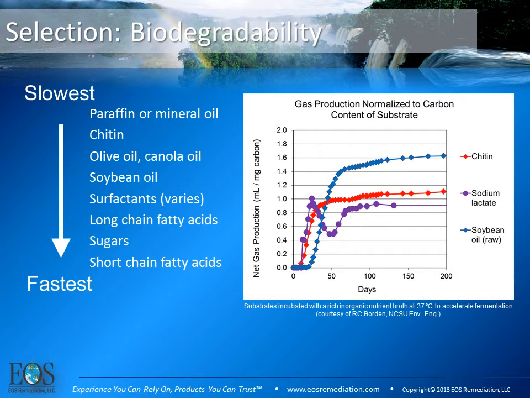And so by looking at the chitin line, you see that it took a very long time to start ramping up and getting a lot of methane production. Whereas when you compare it to the sodium lactate line, which is the purple line there, you get a very quick spike in methane production. That's because the material is fermenting quickly. And then it drops off, and it never really recovers after that. And then you look at soybean oil. Soybean oil takes a little bit longer, but you get this nice, really slow release of methane over a long period of time. So this really shows that the degradation rate is important for sustained treatment at a site.